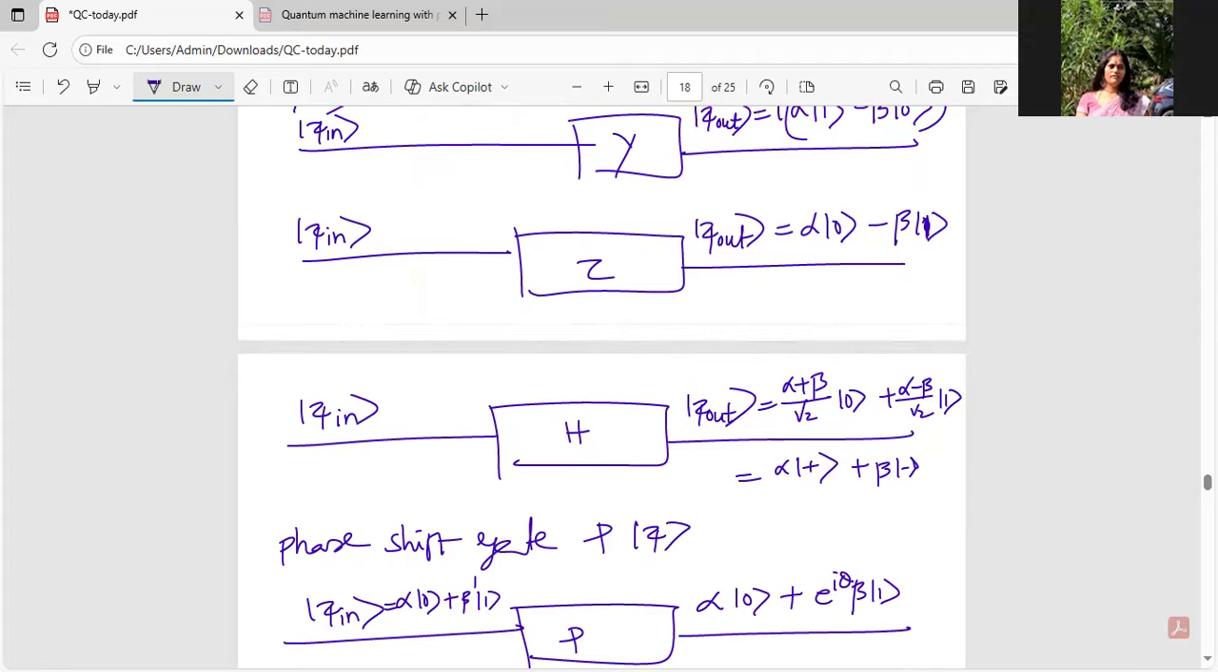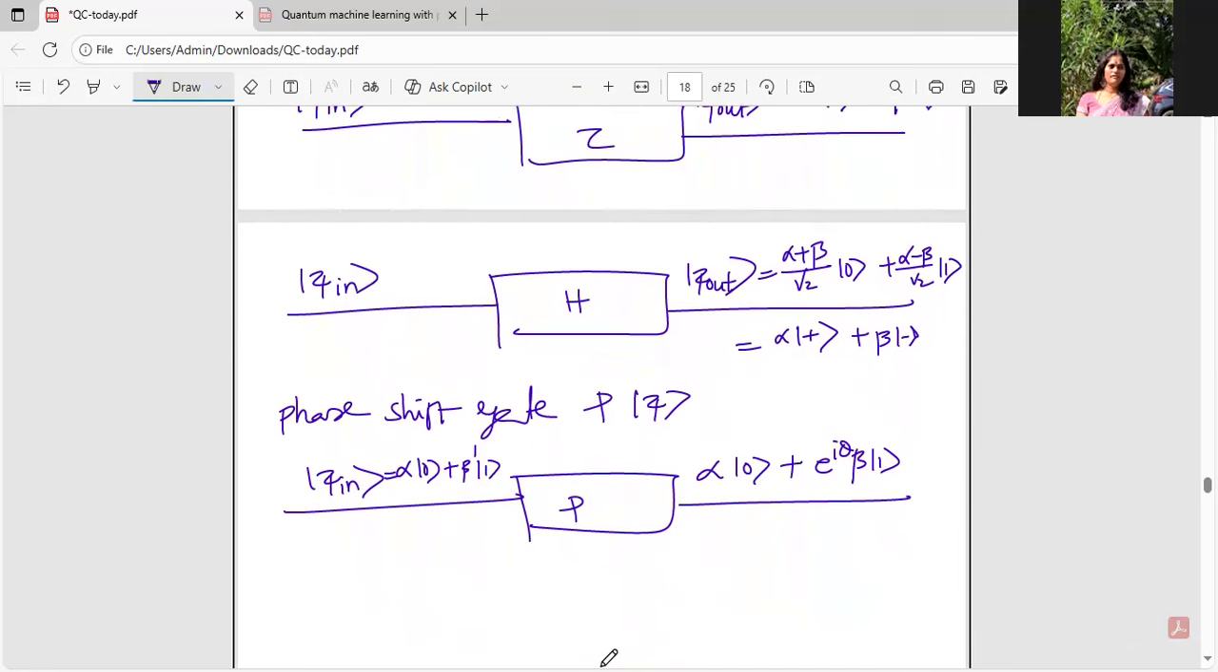Why single qubit is because, see, if I say 2 qubits, guys, it would be a 4 by 4 matrix. If I say single qubit, it would be a 2 by 2 matrix. Okay, that's the simple way to remember, right?